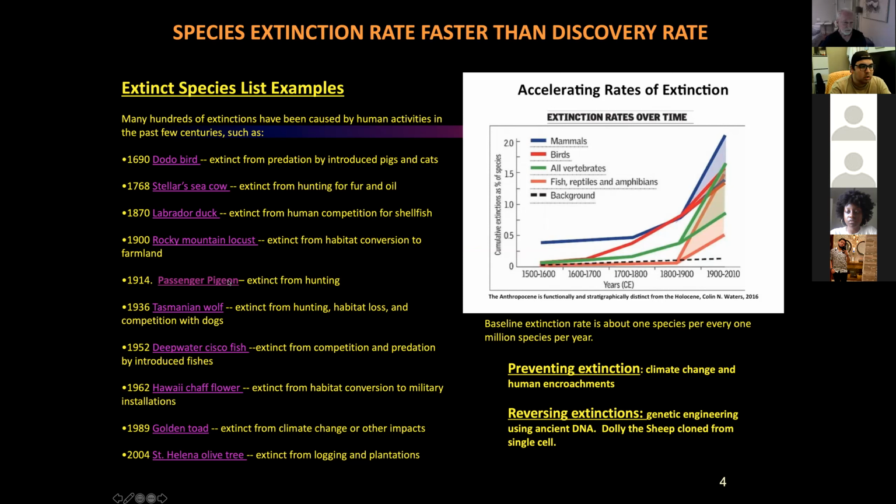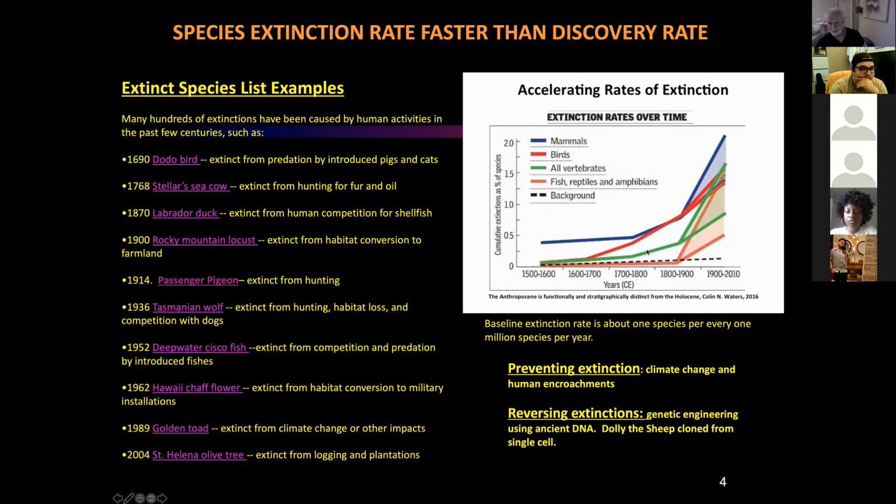Passenger pigeon is a very well-known case. The skies would be dark with these flocks of passenger pigeons. No one ever suspected that they wouldn't survive, but they were hunted to the point that finally they all died. They were all consumed. And you can read the rest of these.